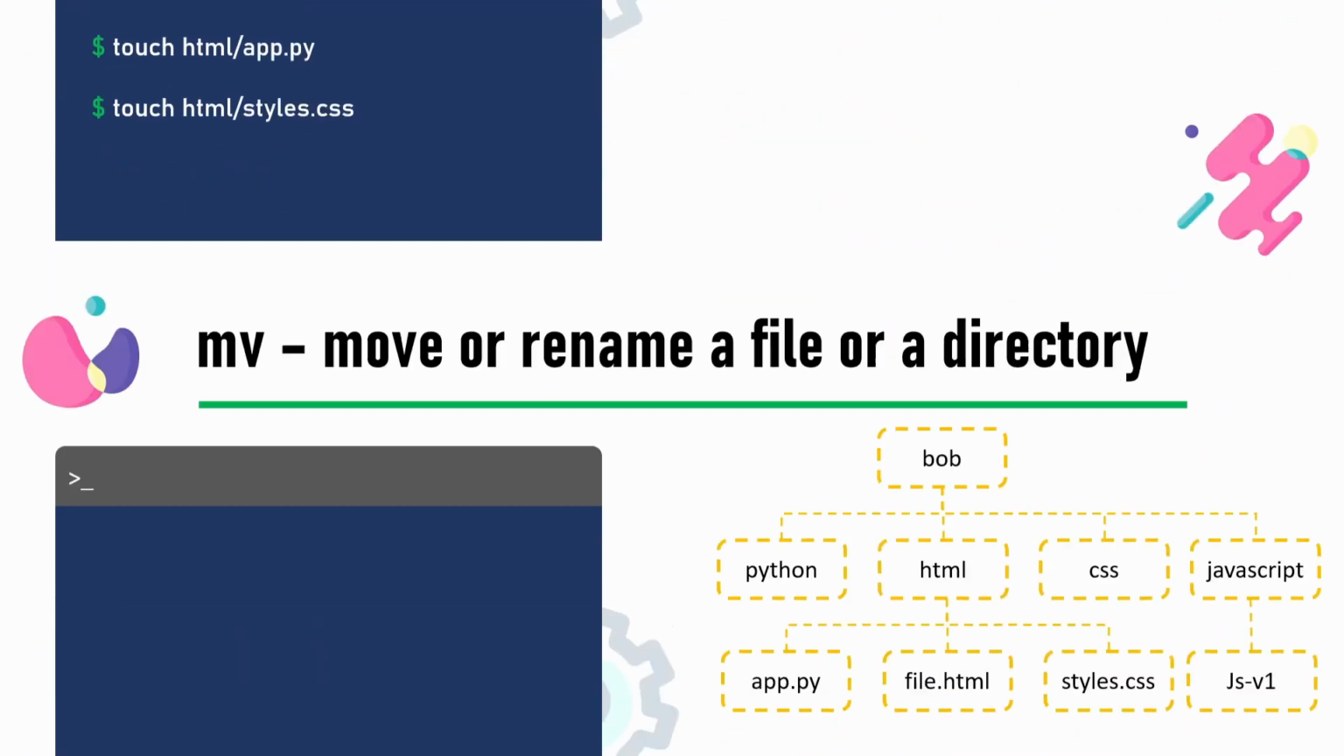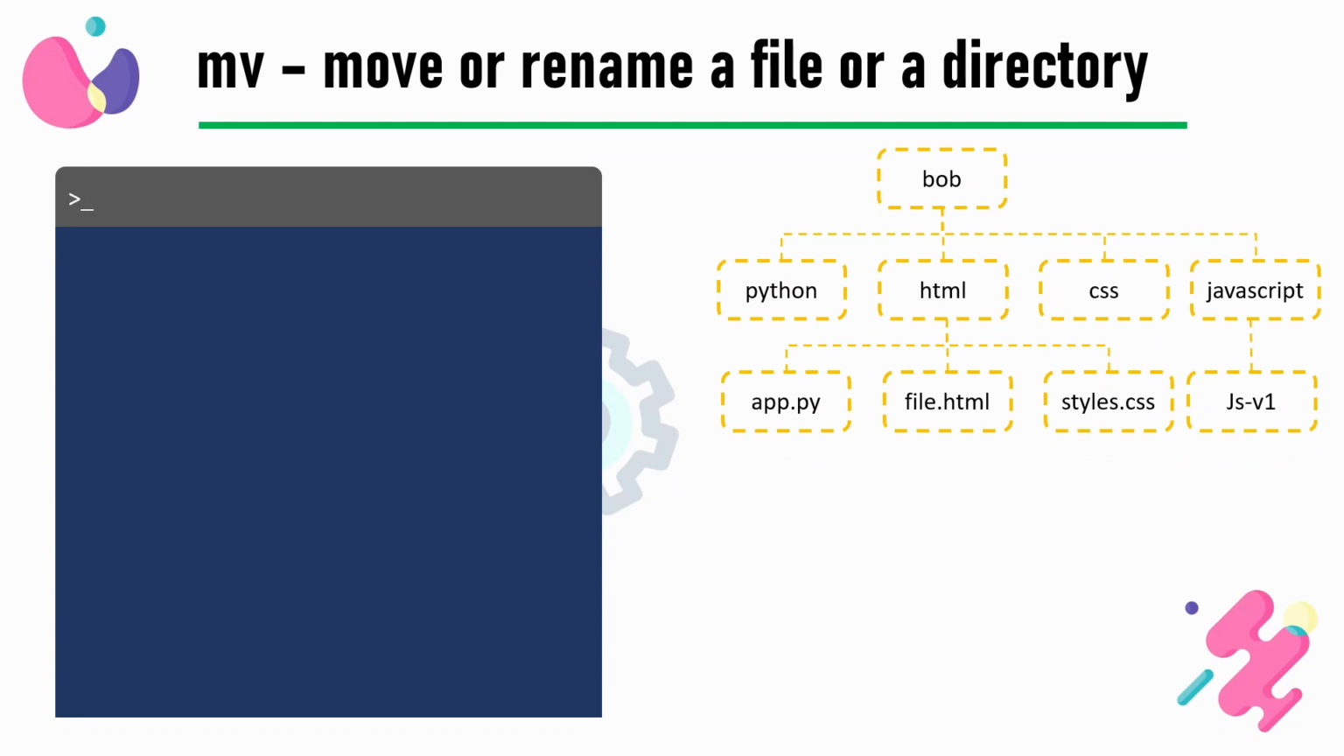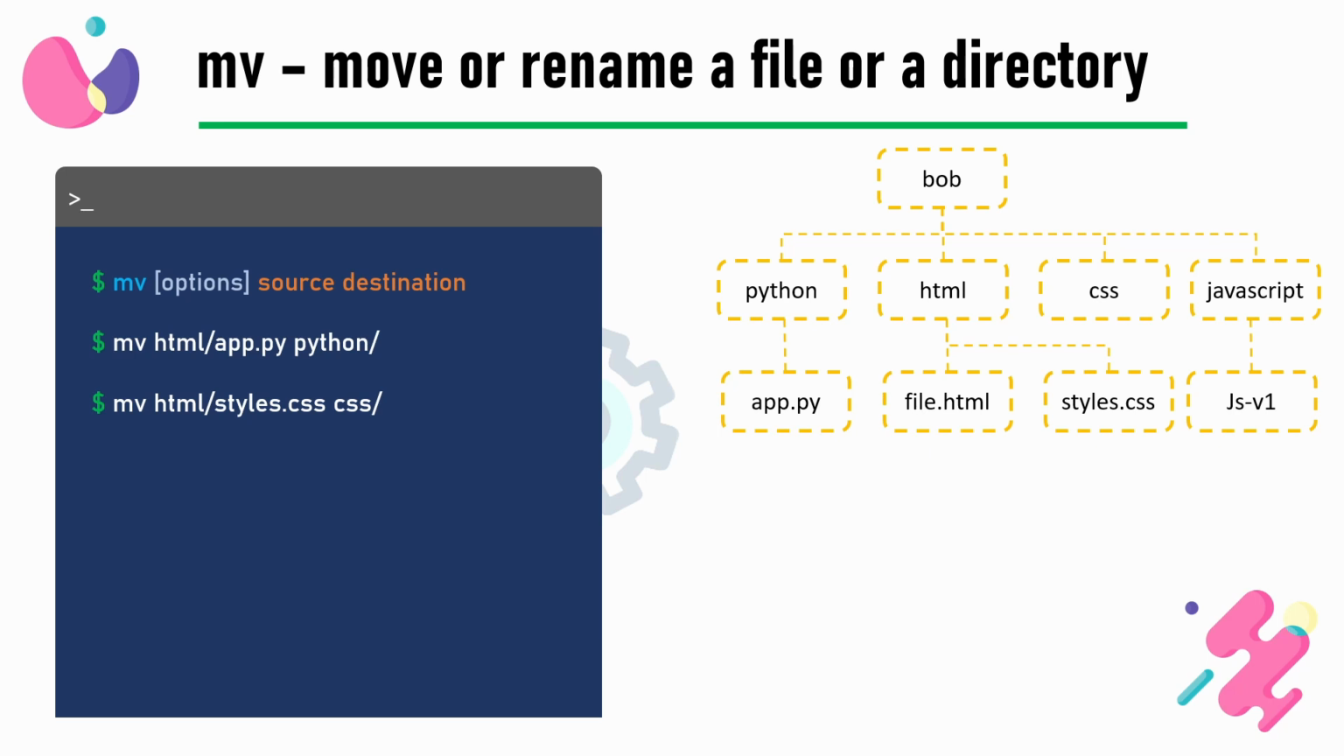In Linux, you can move a file or a directory from one location to another using the mv command, which stands for move. For example, to move the app.py to the Python directory, all we have to do here is to run the mv command and provide to it the name of the file and the destination. The same if we want to move the styles.css file to the CSS directory. So we just have to run the mv command followed by html/styles.css followed by the destination.